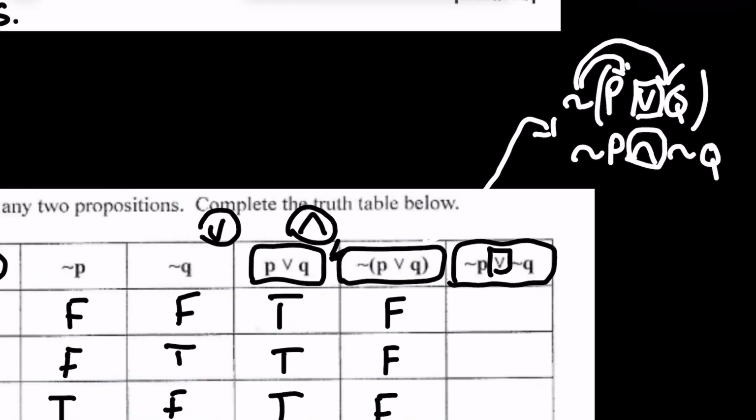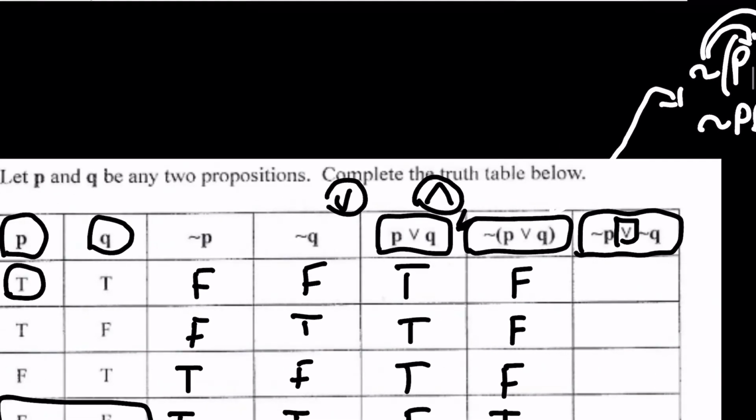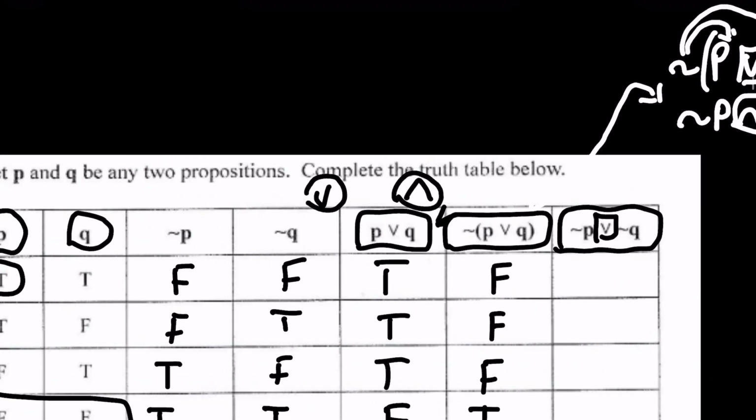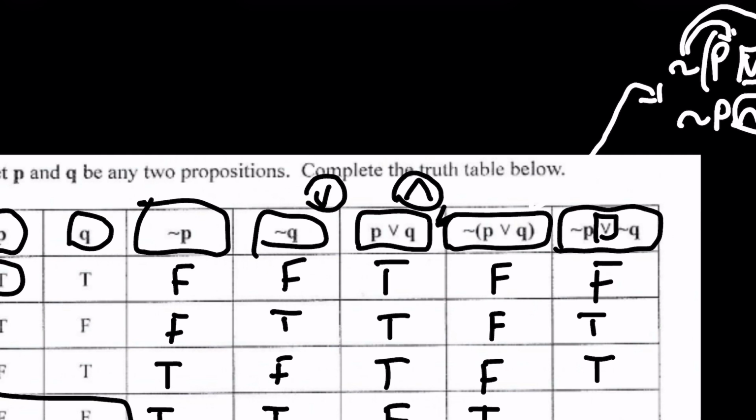So let's continue. So negation of P. So we look for the negation of P column, which is just over here, or negation of Q. So we just need at least one of them to be true. So in the first row, neither of them is true, so that's false. In the second row, negation of Q is true, so that's true. In the third one, negation of P is true, so that's true. And in the fourth row, both of them are true, so that's also true. Because for the OR gate, we just need one of the two to be true.